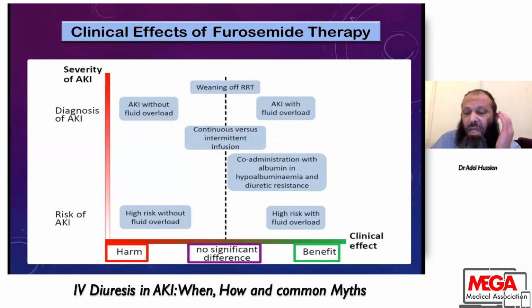This is the clinical effect of furosemide therapy where you have harm or no significant difference in benefit. There is a significant benefit in patients with high risk for volume overload if you administer it with albumin in hypoalbuminemia and diuretic resistance in patients with AKI with volume overload. These are the proven benefits for the oral diuretics. There is no significant difference to wean off RRT, or when using continuous versus intermittent. This is like a summary for the use of diuretics.